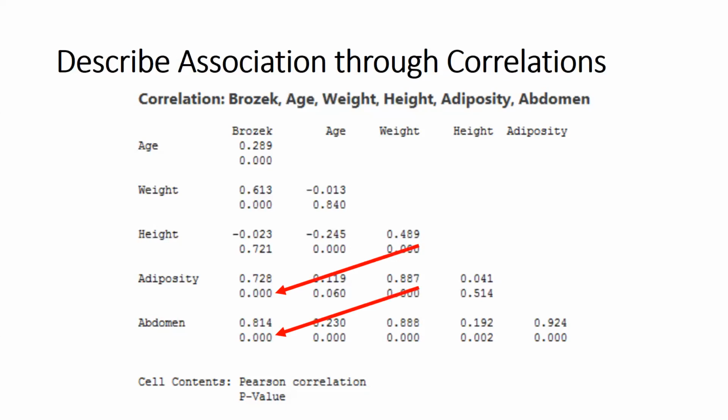And I'd like to call your attention to two of those correlations. One of the correlations is between abdomen circumference and Brozek body fat percentage. That's a strong positive correlation of 0.814, and its p-value is less than 0.001, and so that indicates a statistically significant correlation, at least significantly different from 0. And adiposity also has a strong positive correlation with Brozek.